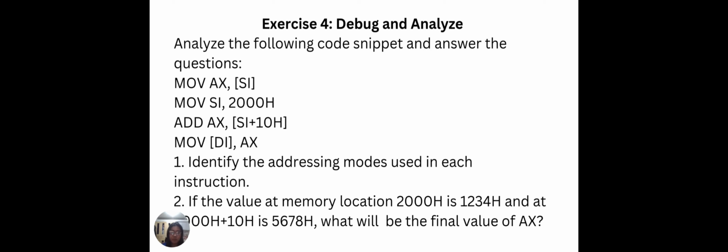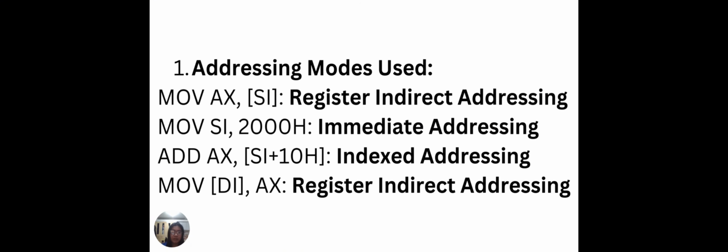For number 2, if the value at memory location 2000H is 1234H and at 2000H plus 10H is 5678H, what will be the final value of AX? So we need to get the value of AX for number 2. For number 1, here are the answers, similar to the ones in exercise 1. Number 1 is register indirect addressing. Number 2 is immediate addressing. Number 3 is index addressing. And number 4 is register indirect addressing.